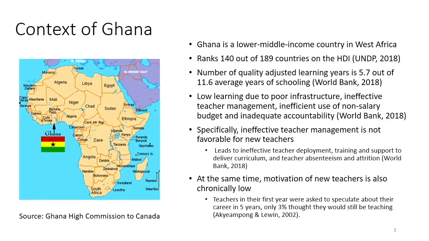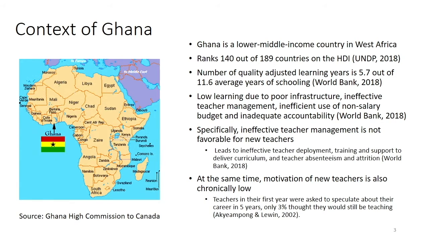And so this slide I shouldn't really need to go over, but very quickly, for those who weren't there yesterday for the last session, Ghana, we know, is a lower middle income country in West Africa, right here. It ranks 140 out of 189 countries on the HDI, and according to a recent World Bank report, the number of quality-adjusted learning years is 5.7 out of the average 11.6 years of schooling. So this means that children are in school, but they're not learning for nearly 6 years. And this low learning is identified to be a result of a number of challenges that were also talked about: poor infrastructure, ineffective teacher management, ineffective use of the non-salary budget, and lack of accountability.